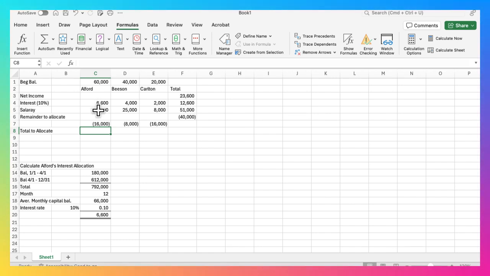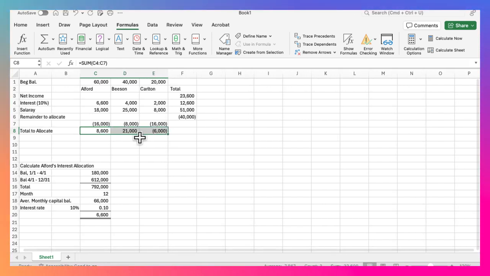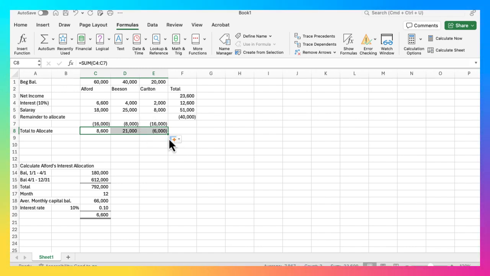Well, that's easy. We're just going to take the difference of each of their totals. Okay, so we see that for Alfred, we're going to allocate 8,600. For Benson, we're going to allocate 21,000. Okay, and then for Carlton, we're going to allocate 6,000 of the loss. Okay, and actually that loss is making him go lower.